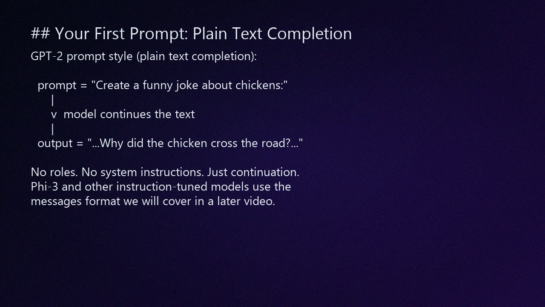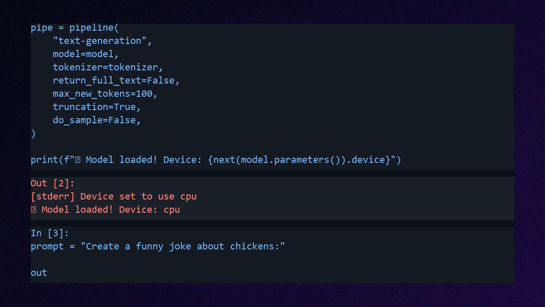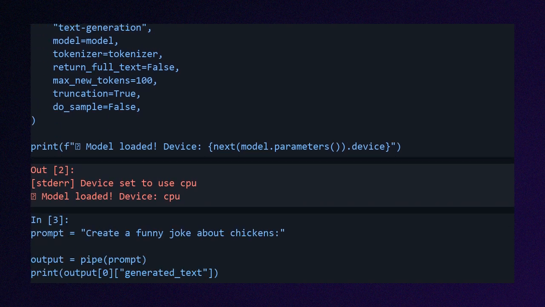We pass a plain text string to the pipeline. The colon at the end of the prompt acts as a natural continuation cue. The model picks up right after it. Return full text equals false means we only see the newly generated tokens, not the prompt echoed back. This is our baseline, a plain, unstructured prompt with no engineering. Everything we build from here is about improving on this starting point.